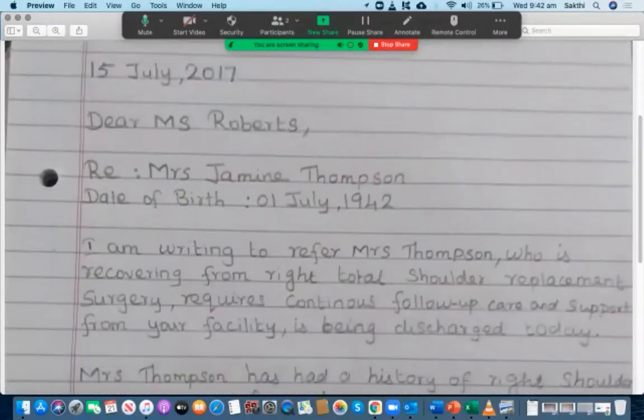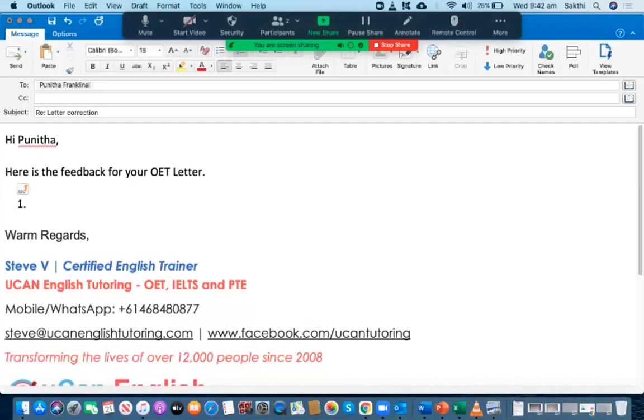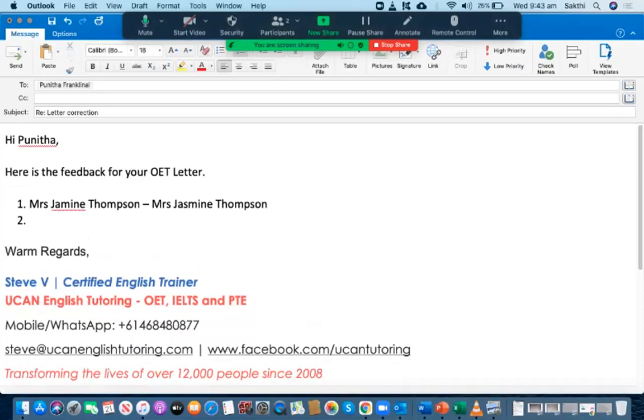Let's go through this. Regarding Mrs. Jasmine Thompson. Okay. Unfortunately, you didn't spell it right. I think it's Jasmine Thompson. It's not Jamin Thompson. So you have misspelled the name of the patient. So it's not good. So Mrs. Jasmine Thompson is incorrect. If you have a look at your case notes, you should be able to find it out, isn't it? Right, so it's misspelled, okay?